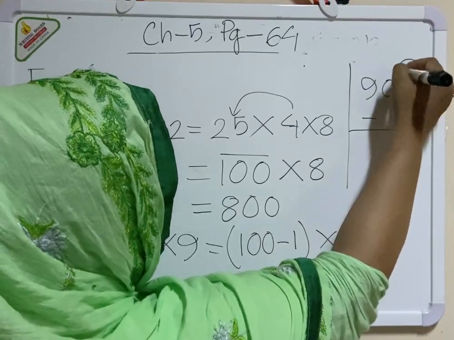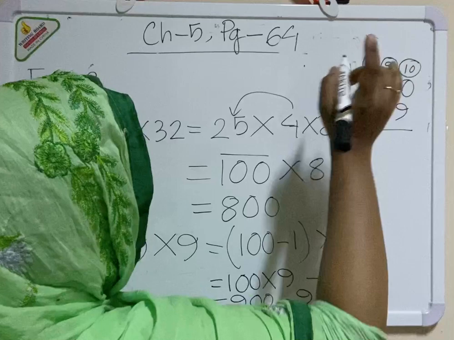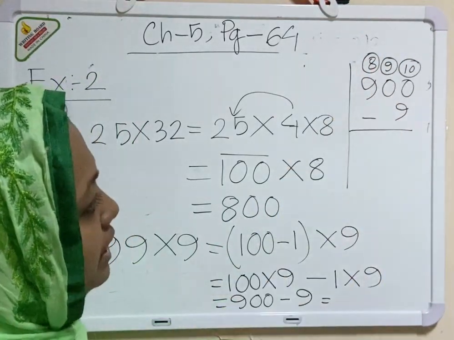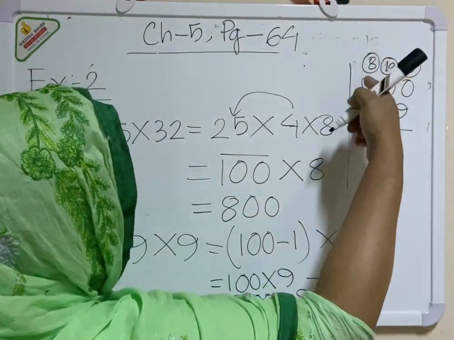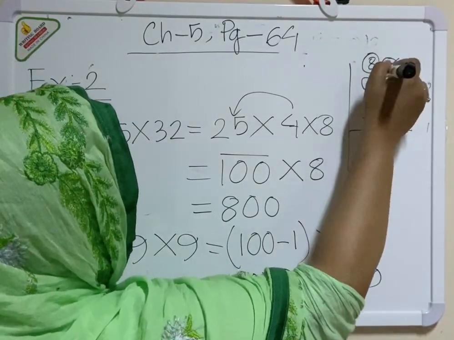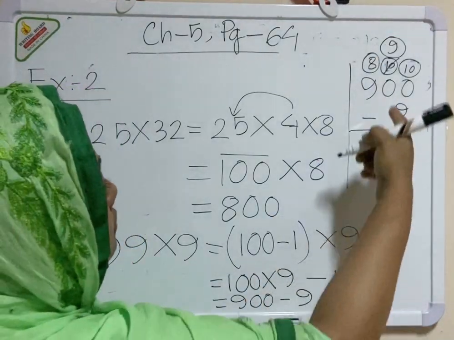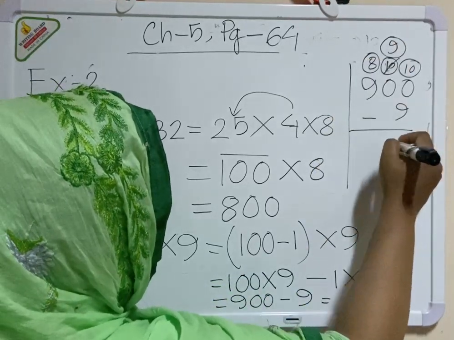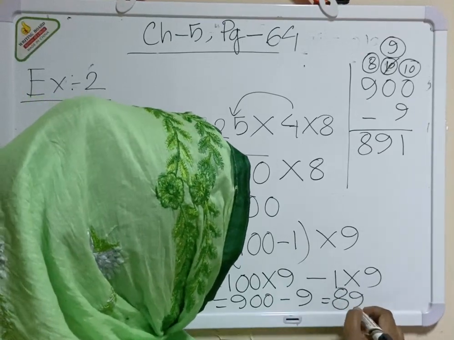That is 900 minus 9. This one becomes 10, this one 9, and this one 8. Already I explained these things earlier. If you cannot understand, you can make this one 10 by taking 1 from the 9 and cutting it and writing 9. So now for subtraction I have 8, 9 and 10. 10 minus 9 is 1, then 9 and 8. That is 891.